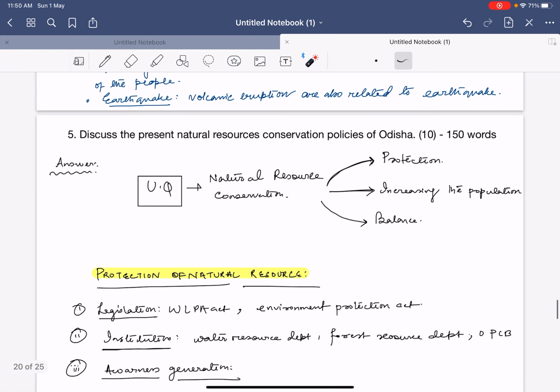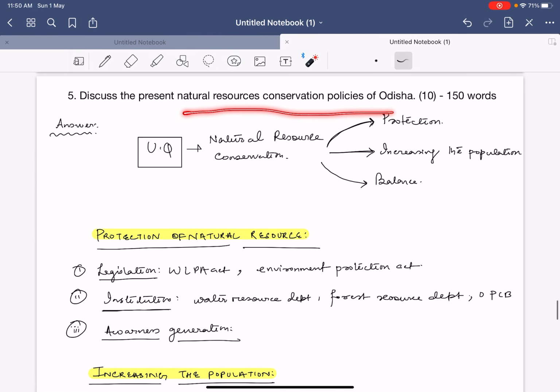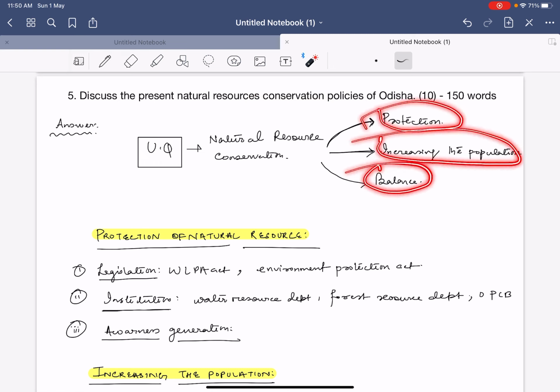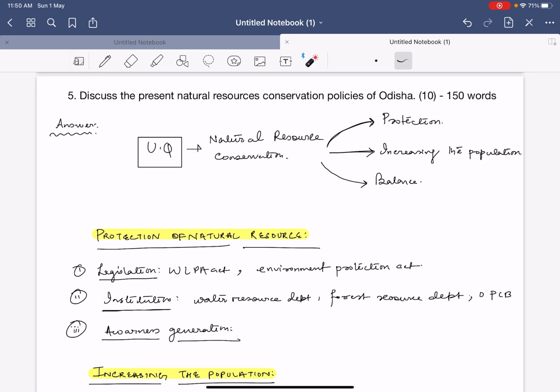Next, discuss the present natural resource conservation policy of Odisha. Now again, understanding the question. See, when I say conservation it means three things: protection, increasing the population, and last but not the least is balance. We will discuss all these three points one by one.